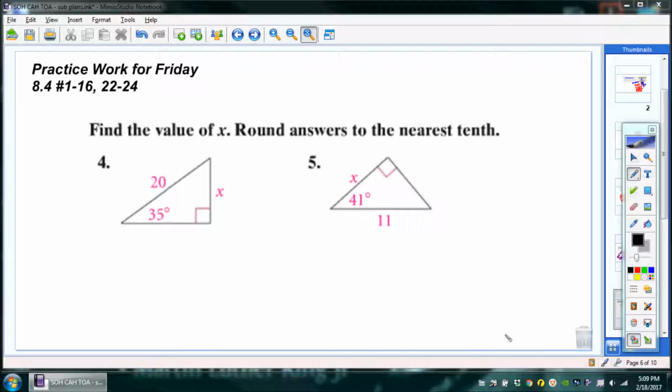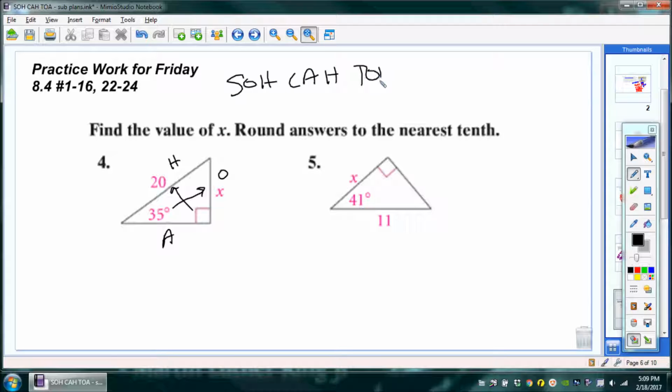All right, so for 8.4, a couple examples here. We're trying to find the x. So again, I would label your opposite, hypotenuse, and adjacent. So this is opposite, hypotenuse, and adjacent. So because I'm given opposite and hypotenuse, I know I'm going to use sine.